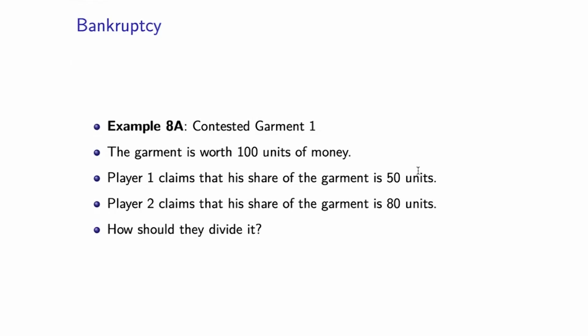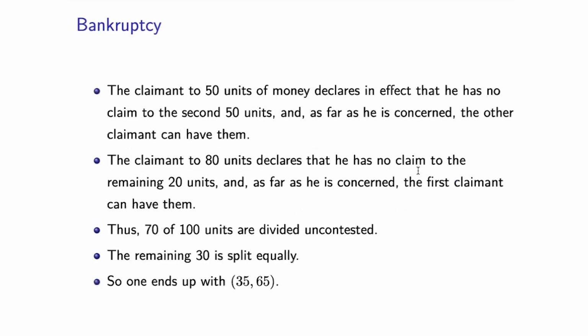And the remaining 30 units, which is being contested, that should be equally split among the two players, right? So this is exactly what we have been talking about. 70 units are divided uncontested, 30 units are split equally. So then we end up with the first person receiving 20 plus half of this 30, which is 35, and the second person getting 50, which was the uncontested amount, plus half of this 30. So 50 plus 15 is equal to 65, right? So that is how we end up with this split.